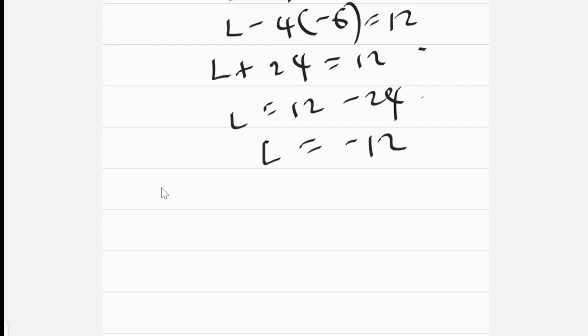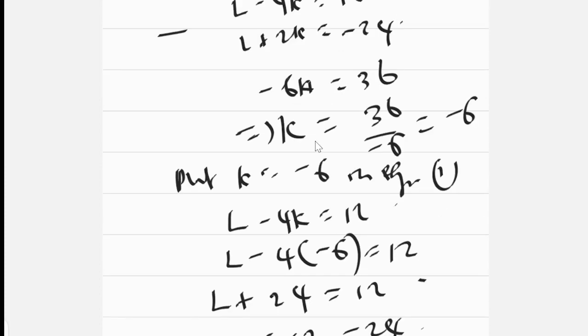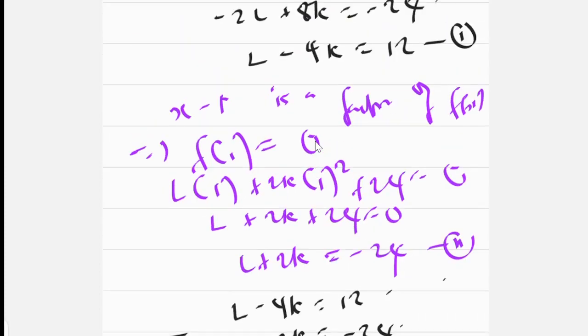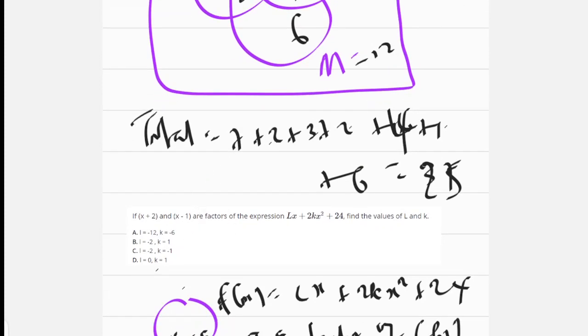So therefore L is equal to minus 12 and k is equal to what? What is the value of my k? Minus 6. Let us check. Minus 12, minus 6. Yeah, minus 12, minus 6. A is the answer. So that's that.